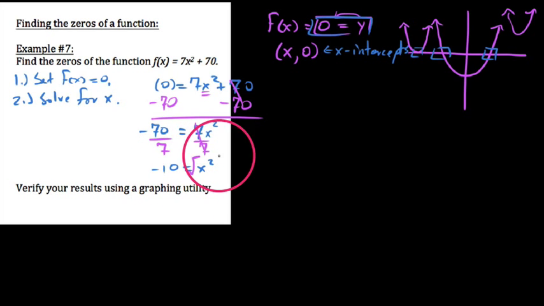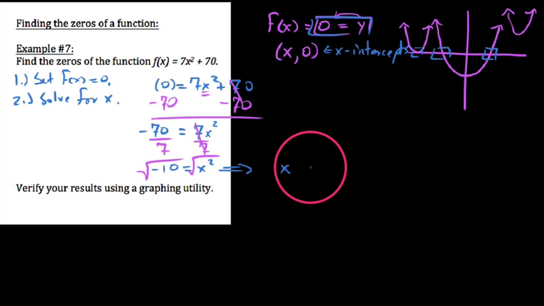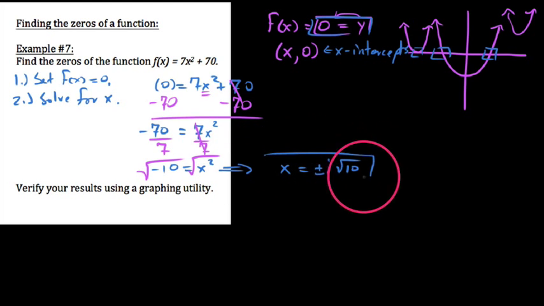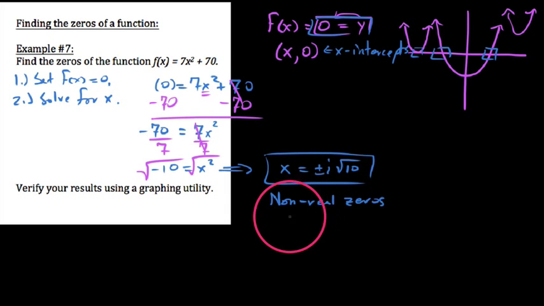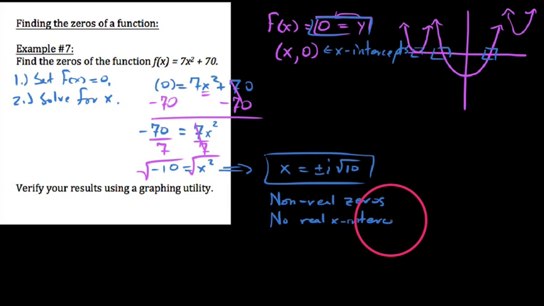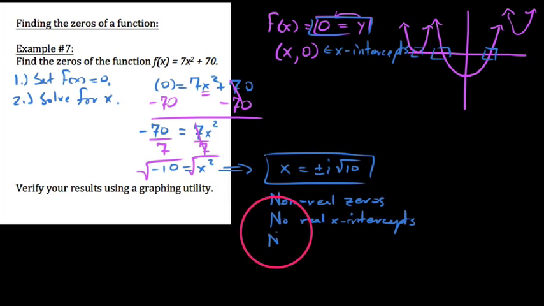So now we'll take the square root of both sides. We say then x equals plus or minus. Because I'm taking the square root of a negative, we'll put the i up front and say this is plus or minus i times the square root of 10. So the note we want to leave here is this: we got non-real zeros. And basically what this means is we're going to have no real x-intercepts when we go look at this graph.